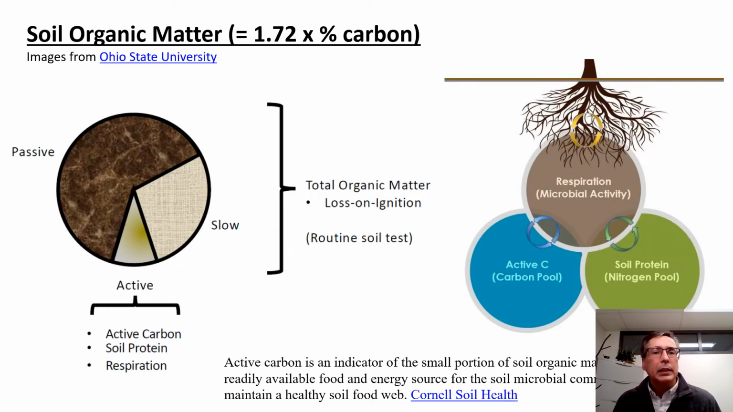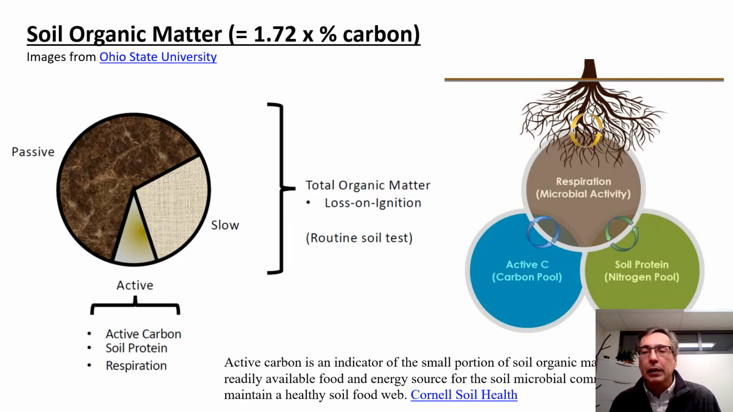When we look a little bit more closely at soil organic matter content, we talked a little bit about the passive or stable component and the active components. Here you can see that the pie has been split up a little bit differently because there can be such variability in the different types of organic matter. But you have the active, the slow, and the passive organic matter. The active organic matter component includes the active carbon and soil protein content, and it's a key driver of respiration in the soil. All of these different forms of organic matter make up the total organic matter content that you see on your routine soil test, and that's measured by basically burning the soil and measuring how much carbon is released.